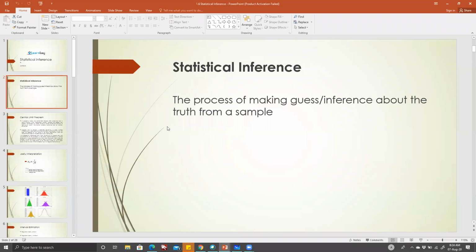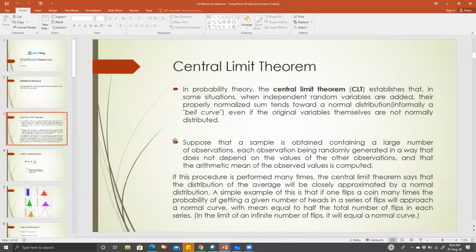Now, before we go any further, we first have to understand a simple concept, not simple really, but it is actually useful. In probability theory, the idea is something called the central limit theorem. Has anyone heard or know about what the central limit theorem is?